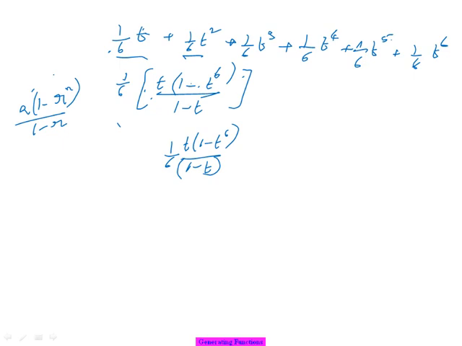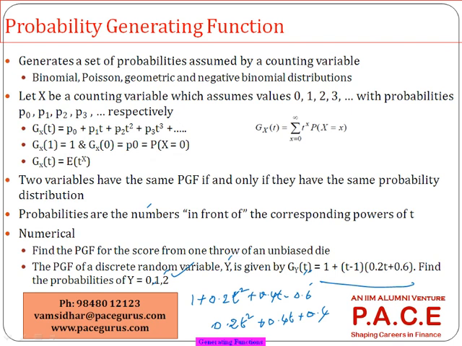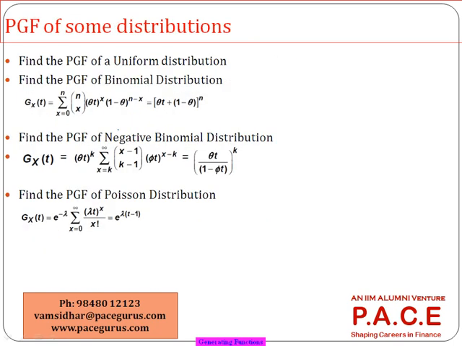So sometimes the question could be to find the probability generating function for something, which is nothing but taking the probabilities, multiplying them with t power x, and then simplifying. Or sometimes it could be the reverse. He will give you a probability generating function and ask you to find the probabilities, which are nothing but the coefficients of the various t terms of the probability generating function. Just like some of the distributions, he may ask to find the PGF for a uniform distribution.